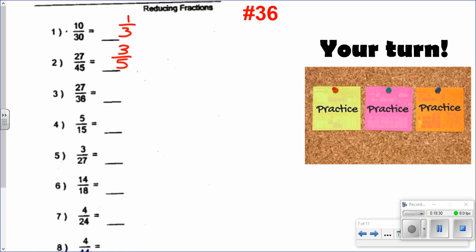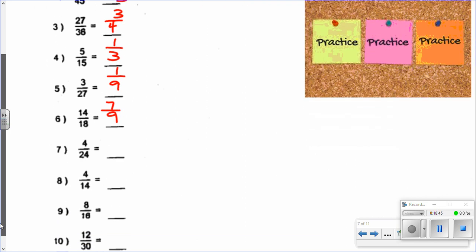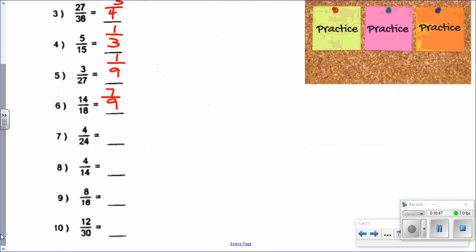All right, number 3, you should have got 3/4. Number 4, 1/3. Number 5, 1/9. And number 6, 7/9. Number 7 is 1/6. Number 8, 2/7. Number 9 is 1/2. And then number 10 is 2/5. All right, so I hope you guys did good. I know you guys have done that in the past, so hopefully you did awesome on that.